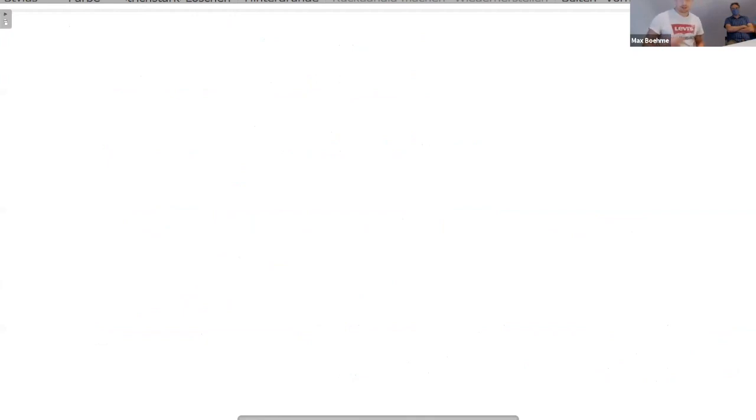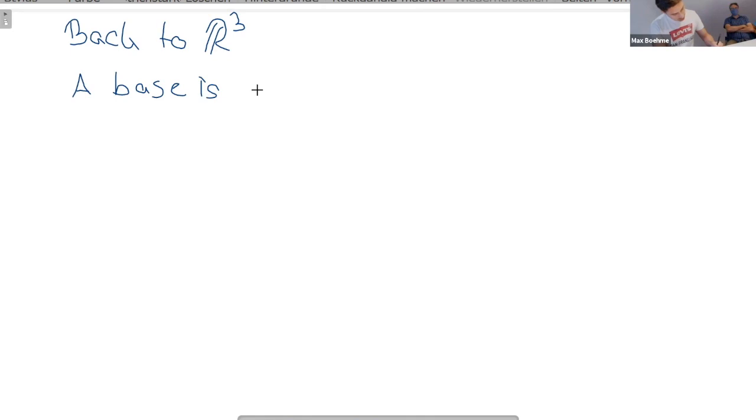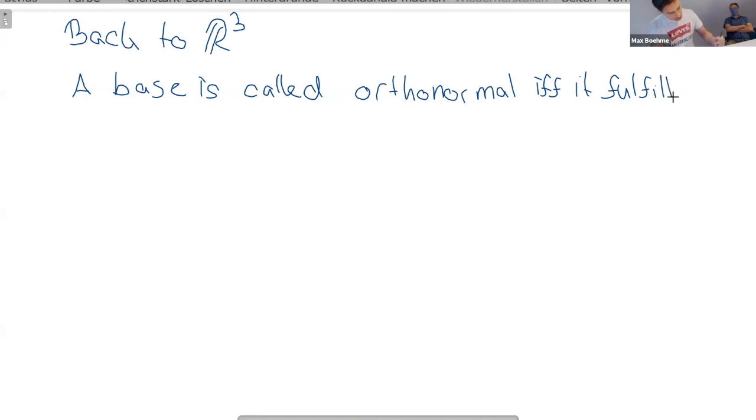Great. So I wanted to give you now an example of something I haven't talked about yet, which is orthonormal bases, because we talked about them a lot last time. So let's get back to a space which we know, the three-dimensional R3. And we call a basis orthonormal if it fulfills the following. Let's get a finite basis out of some vectors.